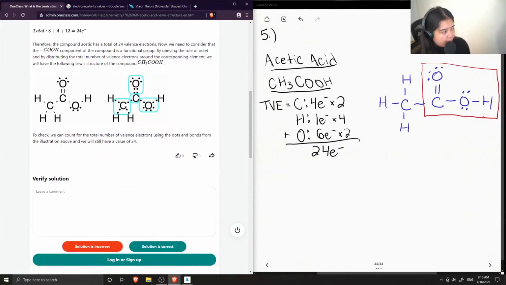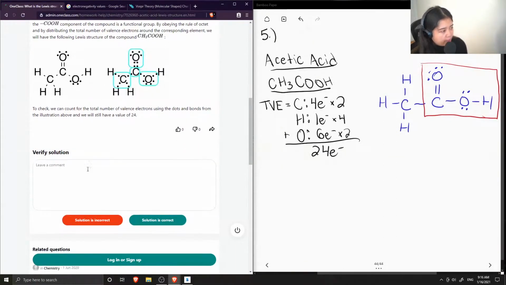Okay, so to check, we can count the total number of valence electrons using the dots and bonds, and they still have a total of 24. So the solution is correct.